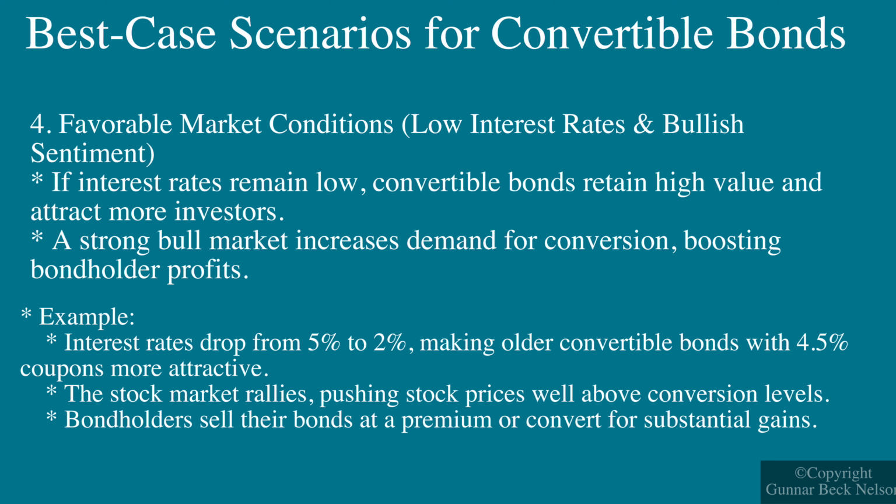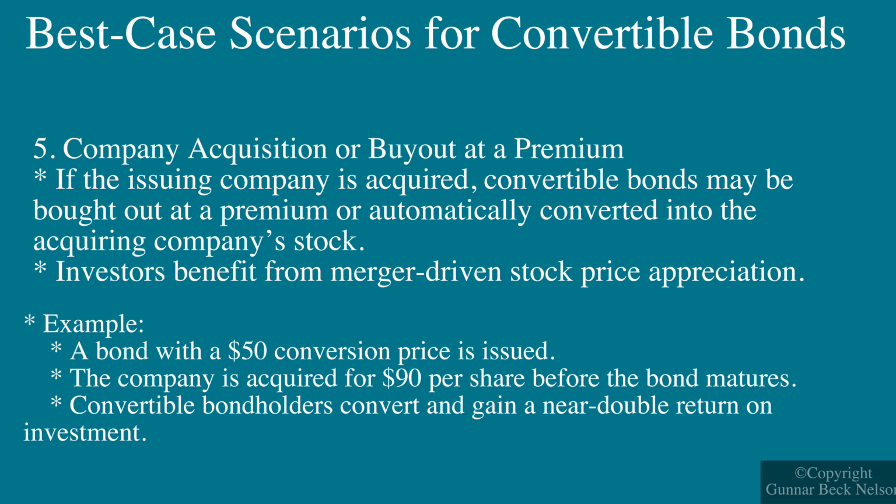Then the next point will be favorable market conditions with low interest rates and bullish sentiment. If interest rates remain low and convertible bonds retain a high value, they will attract more investors. And a strong bull market increases demand for conversions, boosting bondholder profits. And if a company acquisition or buyout occurs at a premium, the issuing company is acquired, meaning that the convertible bonds may be bought out at a premium or automatically converted into the company's stock, which investors benefit from through merger-driven stock price appreciation. For example, if a bond with a $50 conversion price is issued and then the company is later acquired for $90 per share before the bond matures, convertible bondholders convert and gain a near double return on investment.